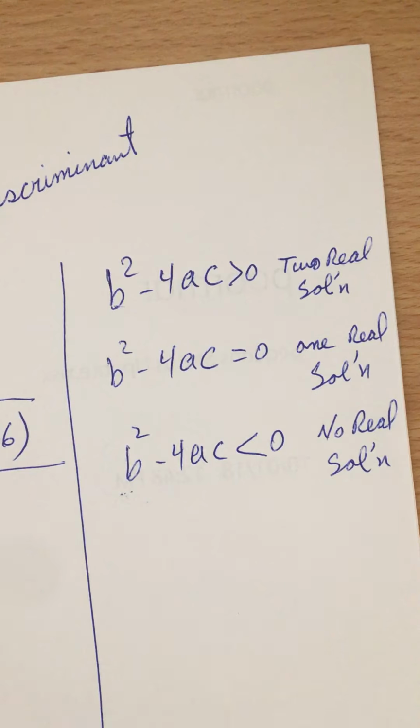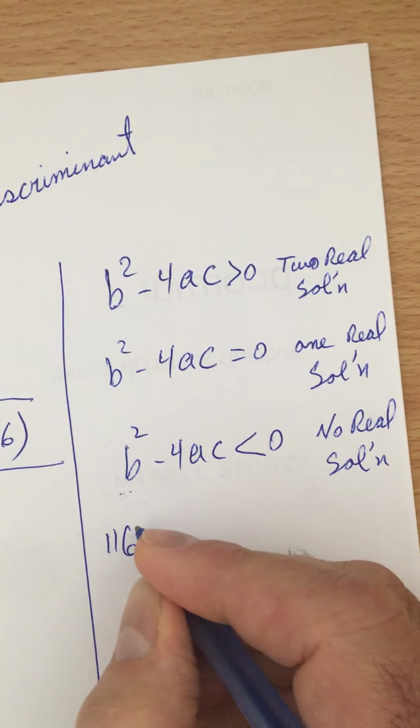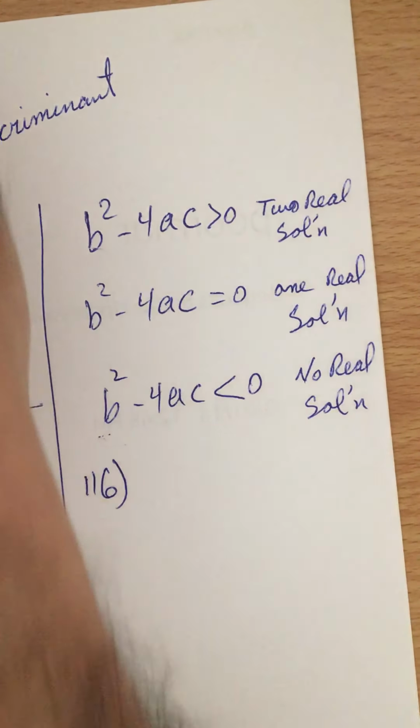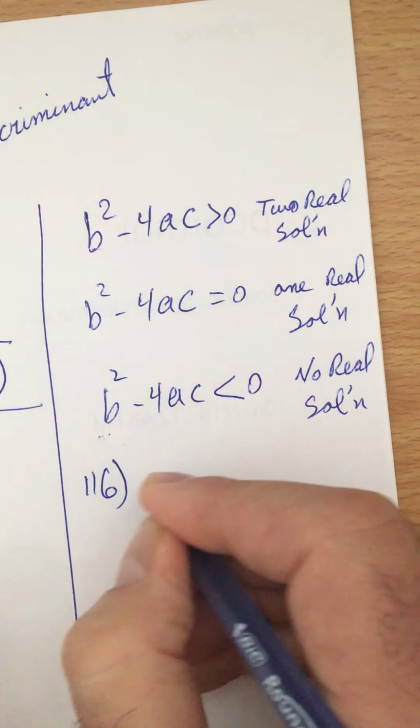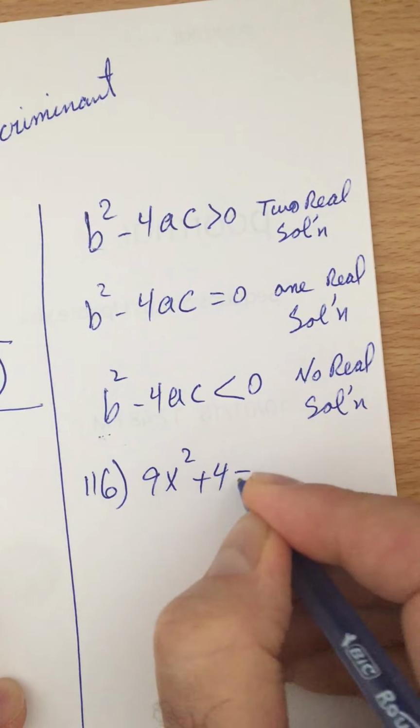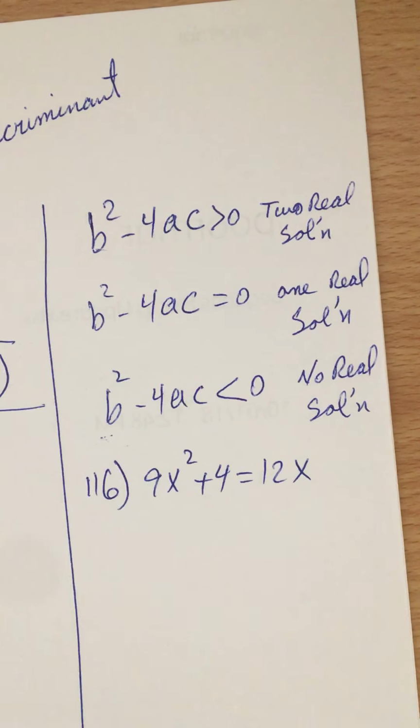So based upon that, let's look at number 116 on page 125. On number 116, you have 9x squared plus 4 equals 12x. And the direction says, use the discriminant to determine whether the given equation has irrational, rational, repeated, or non-repeated roots, non-real roots. Also state whether the original equation is factorable using... that's too much mumbo-jumbo. Okay, let's just do the discriminant.